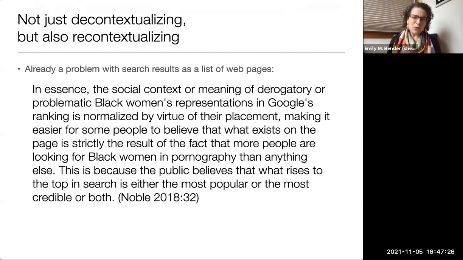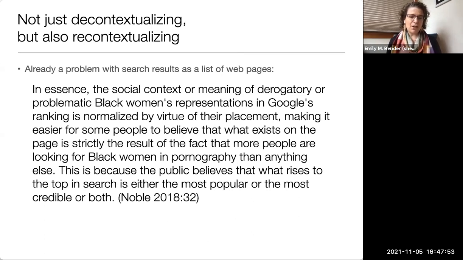In essence, the social context or meaning of derogatory or problematic Black women's representations in Google's ranking is normalized by virtue of their placement, making it easier for some people to believe that what exists on the page is strictly the result of the fact that more people are looking for Black women in pornography than anything else. This is because the public believes that what rises to the top in search is either the most popular or the most credible, or both.